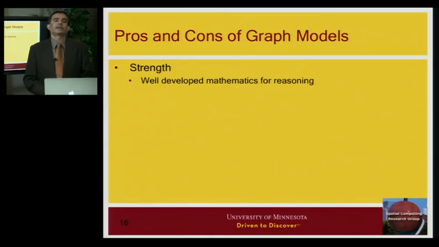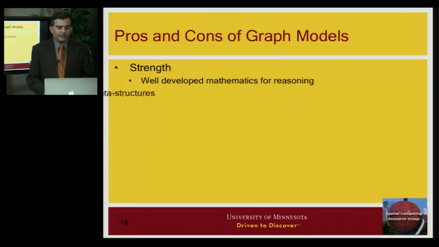Okay. So in terms of strength, graph models have very, very nice mathematics. In fact, there is a whole branch of mathematics called graph theory, which has characterized many properties of the graph, and it has classified graphs into different kinds. And those properties can help us reason about graphs very well. Okay? So for example, when we compute shortest path, this mathematics can help us tell whether the path returned by our algorithm is indeed the optimal or shortest path, or whether it is not.